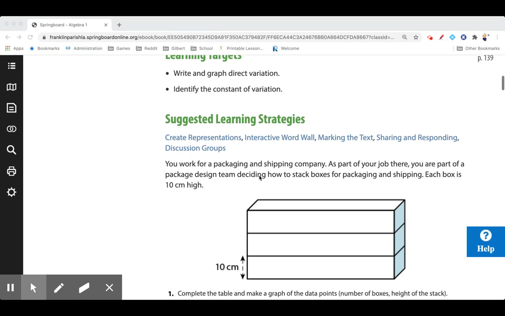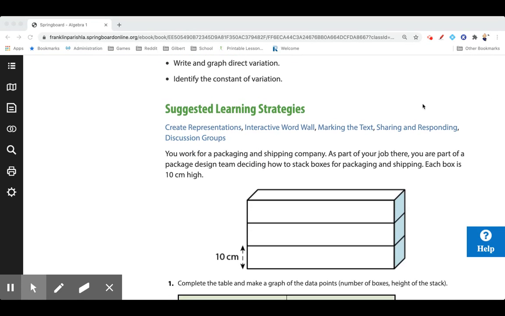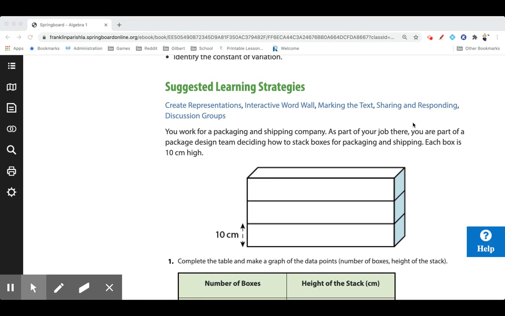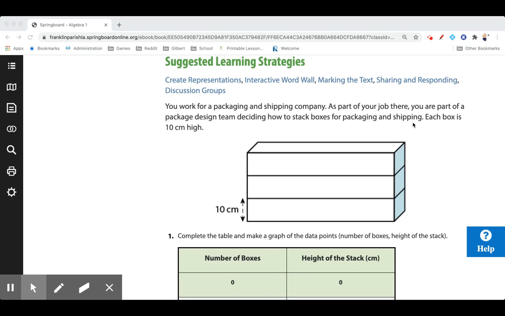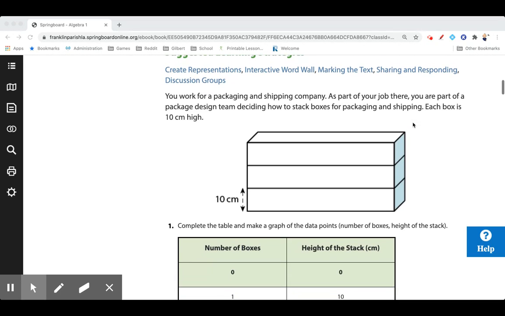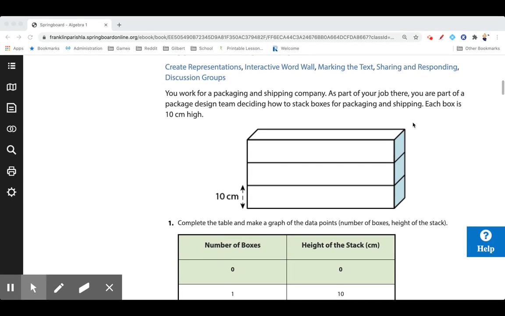So let's look. You work for a packaging and shipping company. As part of your job there, you are part of a package design team deciding how to stack boxes for packaging and shipping. Because when you're doing this, you want to take up the least amount of space. You don't want boxes just all cat-a-corner and everything like that. So you want to be able to stack the boxes for the best space that you have.